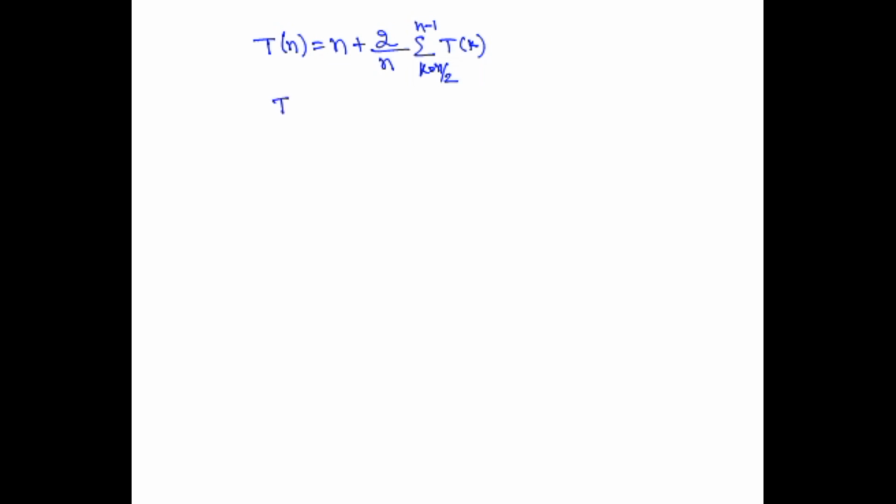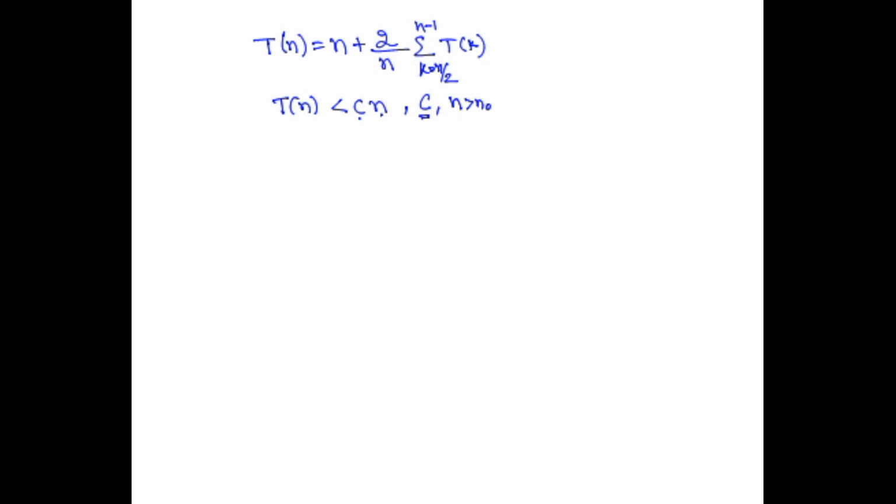So we will show that T(n) is smaller than c times n for some constant c and for large values of n, right? So for every value of n after some n naught, there exists a c such that T(n) is smaller than c times n. So the proof is by induction.